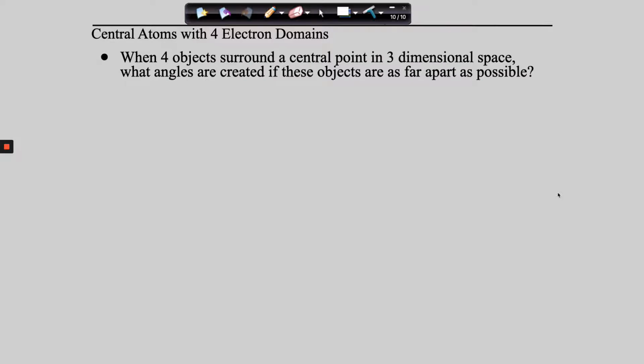When 4 objects surround a central point, 4 objects around a central point in 3-dimensional space, guys, what are the angles that are created if these points are as far apart as possible? Let's take a look. And I love that you guys have an immediate answer. So guys, here's our central point, here's our space, and if I put a point there, how can I get the second point as far apart from that as I can? Put it on the other side.